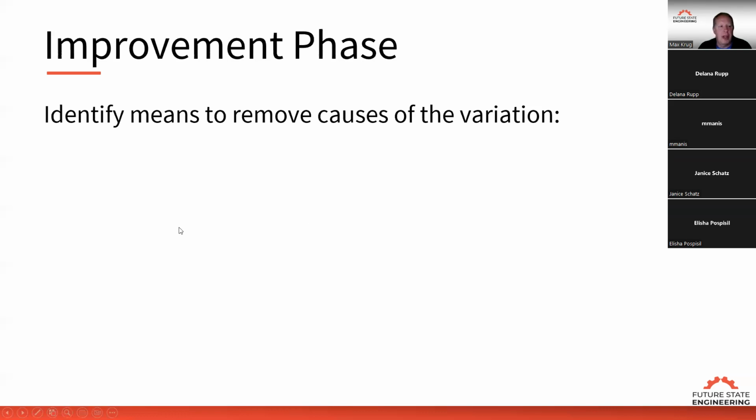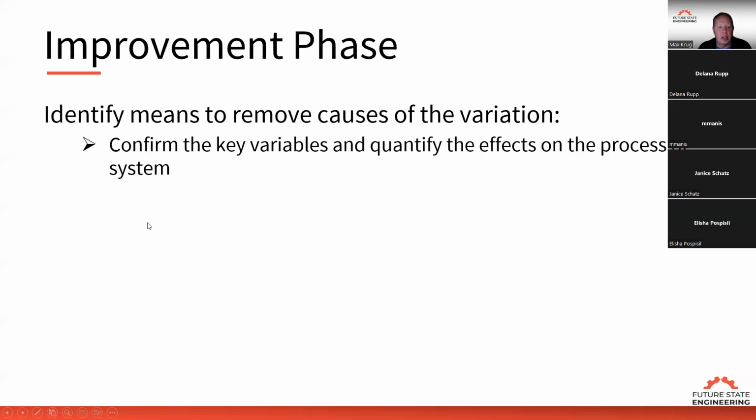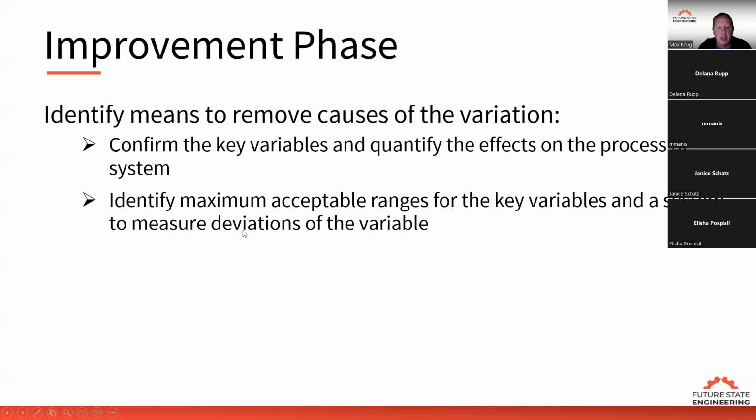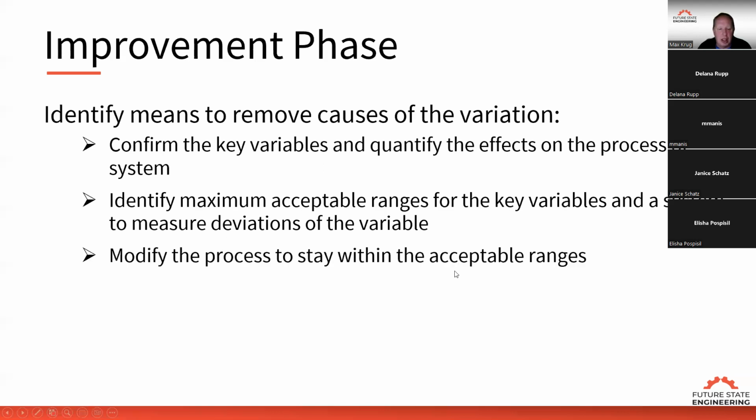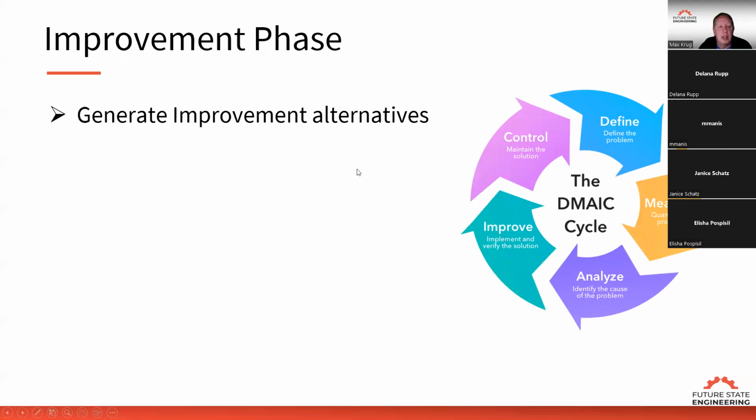So then the improvement phase means to identify and remove all causes of variation. We want to understand the key variables in the process, identify the acceptable ranges for those key variables, then modify the process to stay within those acceptable ranges. So this is our process improvement. We're going to generate improvement alternatives. What can we do to improve the process and reduce the variability?